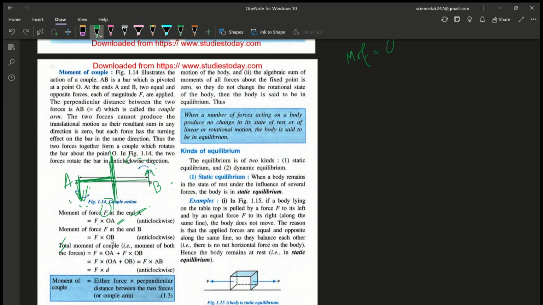Moment of force F at point B. This is your force. This is your perpendicular distance between the axis of rotation and the line of action of force. F into OB. This is going to be anti-clockwise. Now F into OA plus F into OB. Take F common, OA plus OB. What is OA plus OB? OA and OB. This is nothing but AB. Now AB is written as couple arm. Okay. Either force, that is going to be the force F acting at either point, and the perpendicular distance between the two forces.